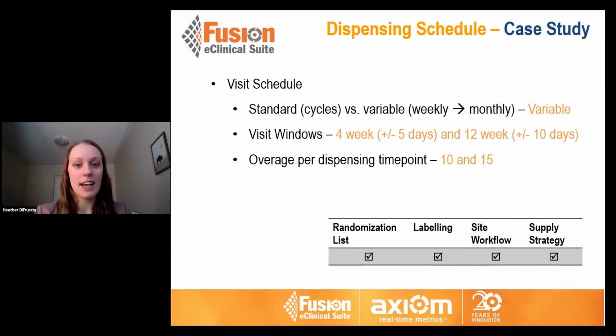So variable, let's say we have 4 weeks and 12 weeks, and you want to be thinking about that visit window, because that plus or minus few days here and there can really make a difference. And for our overage per dispensing time point, we're going to say 10 days on the 4-week side and 15 days on the 12-week side. So when you're doing your labeling and your bottling, you want to think about how many tablets you need in your container, so that you're not having to dispense a whole extra bottle just for a few extra pills to last those last few days of the planned visit window.